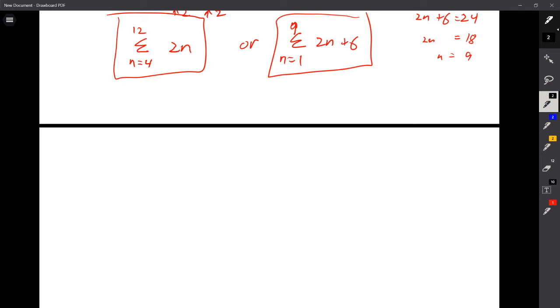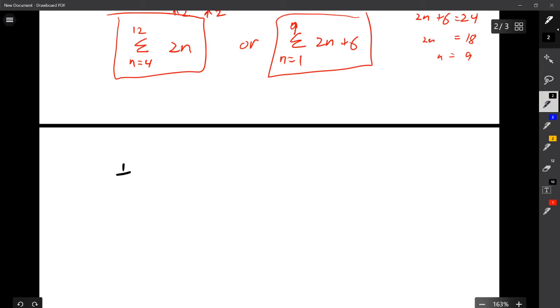How about... No, that one is a similar thing. That one is kind of similar. Yeah, let's go with this one. How about this one?